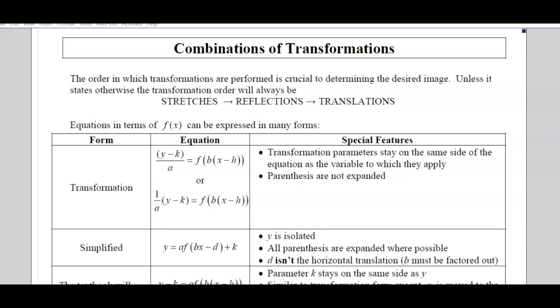So we're putting it all together today. And things to remember: stretches, reflections, and translations.